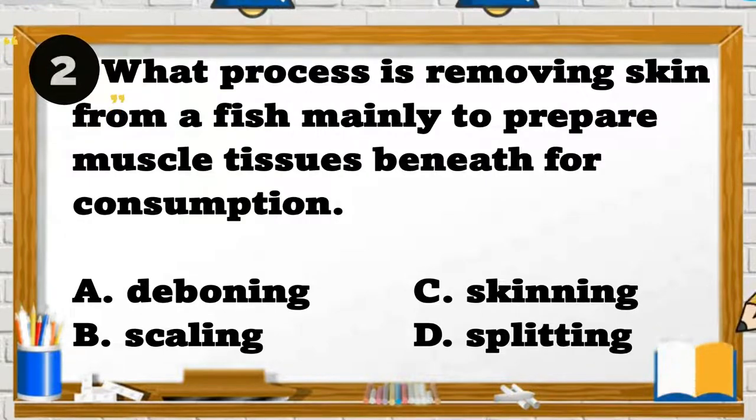Number 2. What process is removing skin from a fish mainly to prepare muscle tissues beneath for consumption? Is it A. Deboning, B. Scaling, C. Skinning, or D. Splitting?